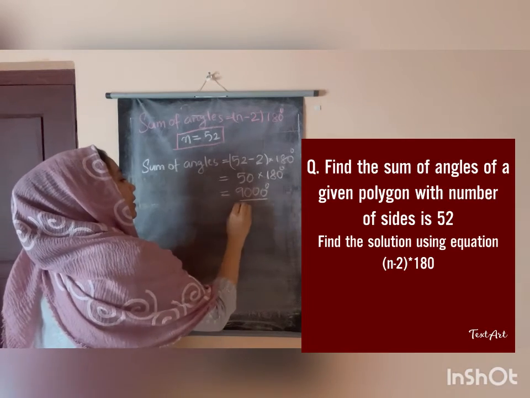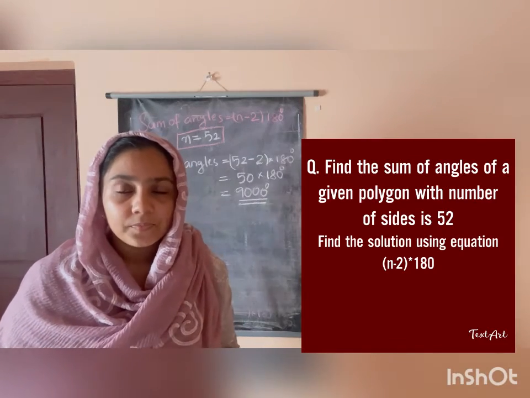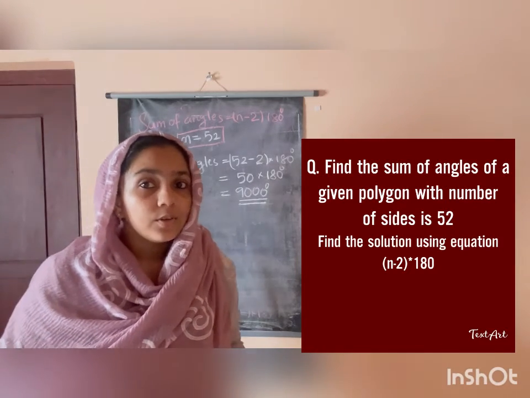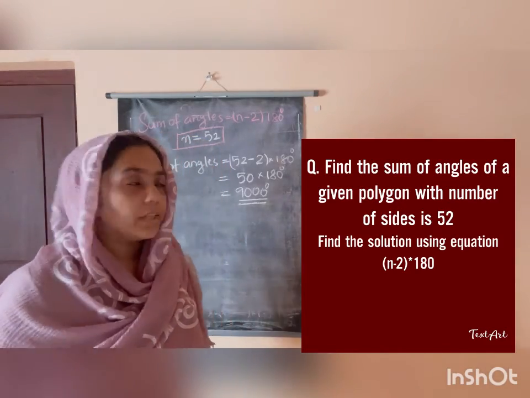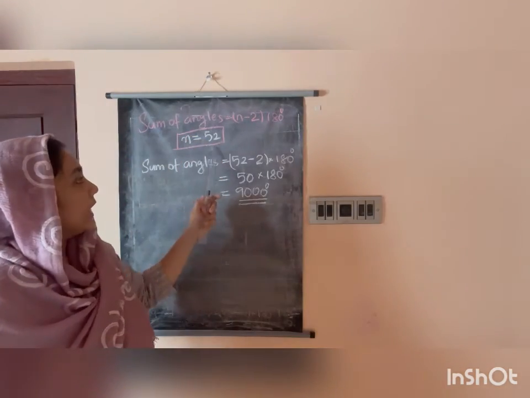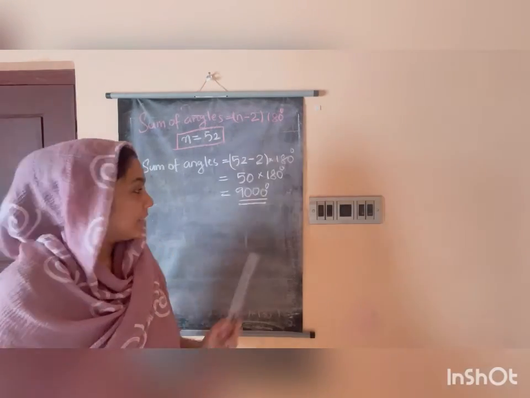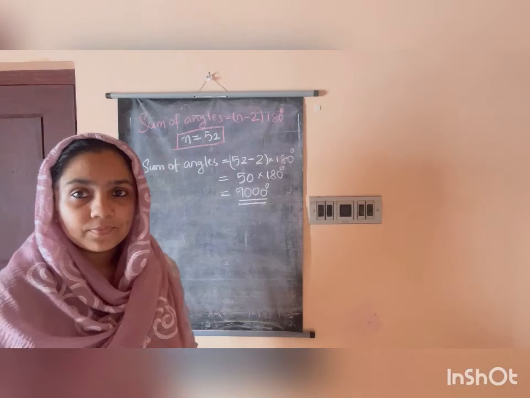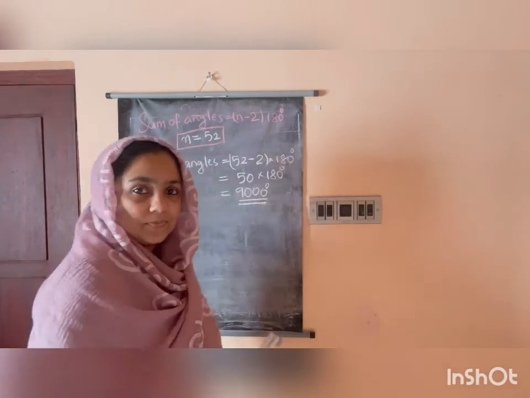9,000 degree. So we solved it. All of you understood? Our question is: find the sum of angles of a polygon whose number of sides is 52. Here we are given n equal to 52 and we got the answer 9,000 degree. All of you clear? Okay.